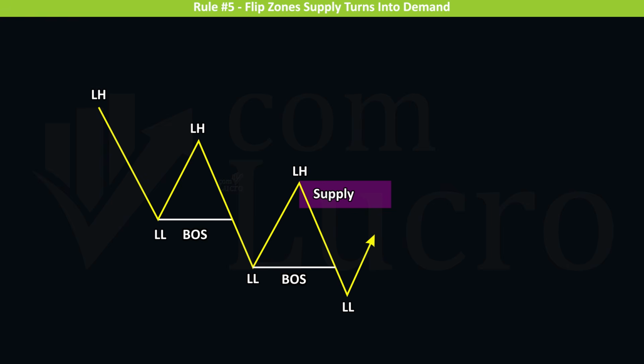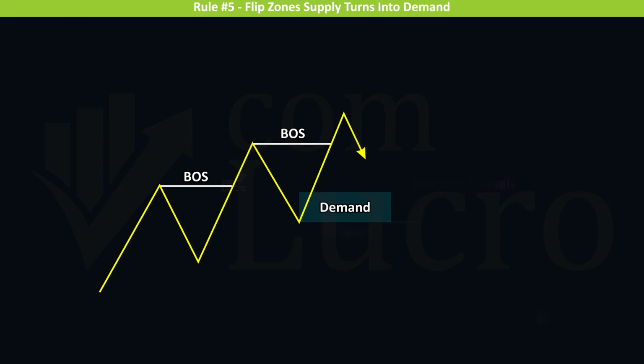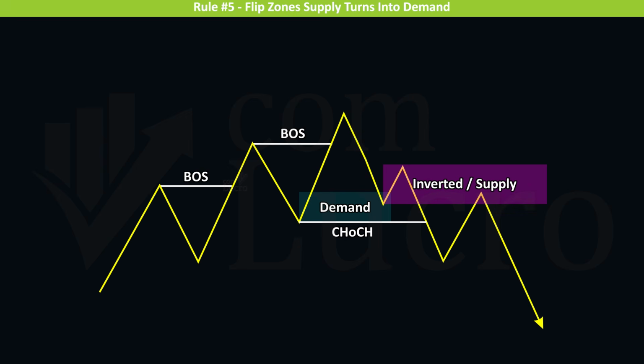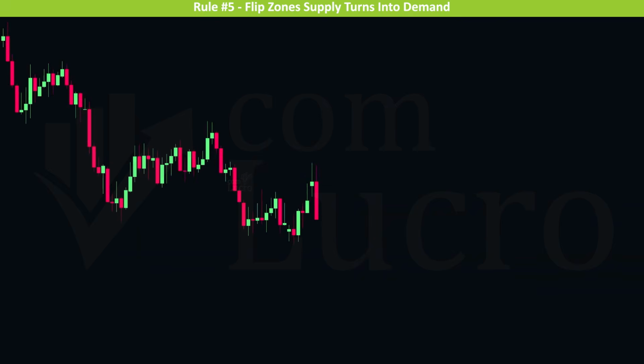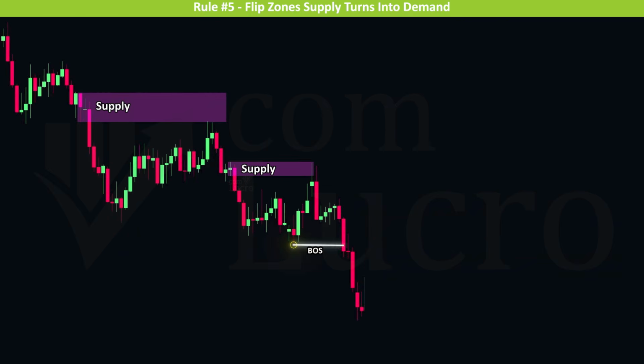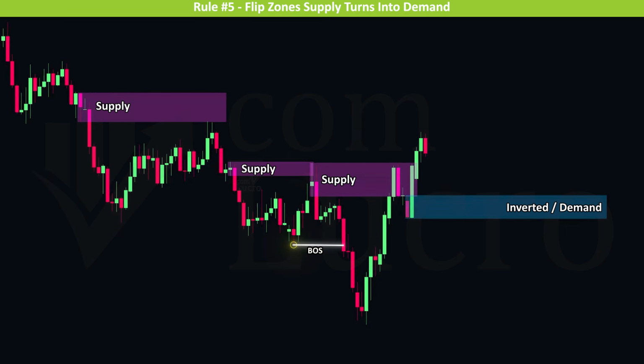Rule number 5 is the flip zone. A flip zone occurs when supply turns into demand or when demand turns into supply. These zones are especially powerful because they often lead to high probability trade setups. Let us move to the charts to see how this works. Imagine the market is in a downtrend with supply clearly in control. Price breaks structure to the downside and forms a new supply zone. After that, price pulls back into this zone and attempts to continue lower, but it fails to break the previous low. At that moment, demand starts to step in. Price changes direction, breaks structure to the upside, and continues moving higher. This is a textbook example of a flip zone.